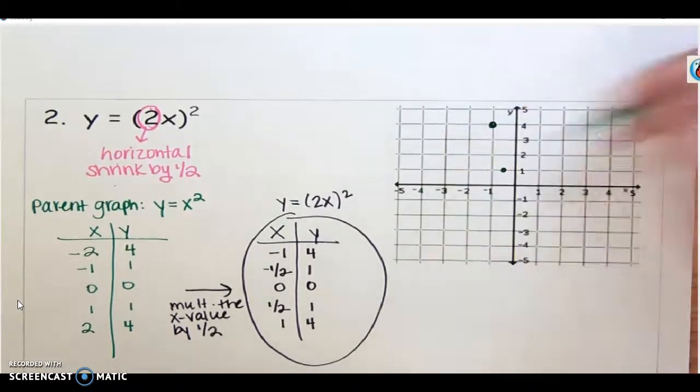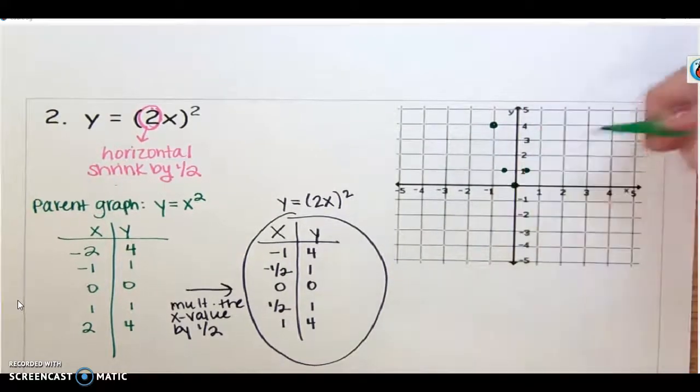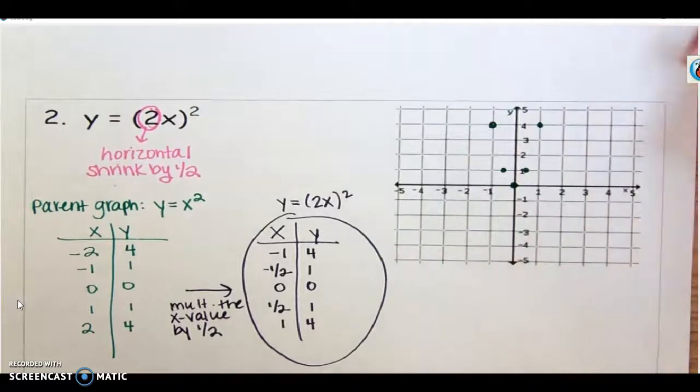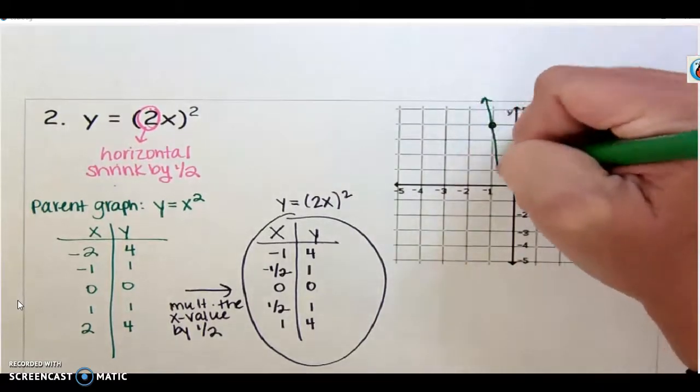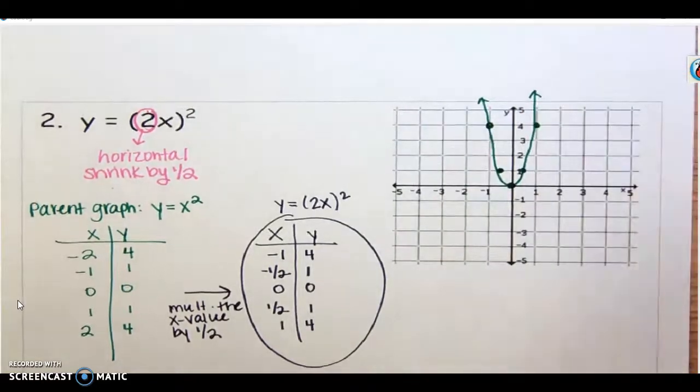-1/2, 1. 0, 0. 1/2, 1. And over 1/4. So still quadratic, but this time we shrunk horizontally instead of stretching vertically. Okay.